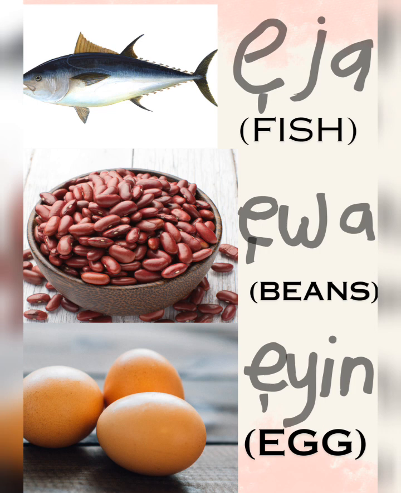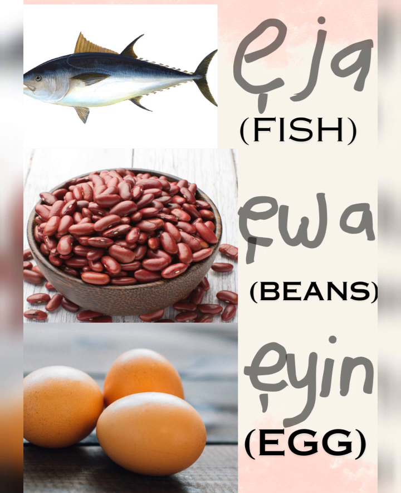So we have ẹja, we have ẹ̀wà, and we have the last one here, though we have other examples that I will still read for us. We have ẹyin, that's egg. Another nutritious, proteinous food for us to eat and nourish our body with. Ẹyin is egg in English language, ẹyin in Yoruba language.